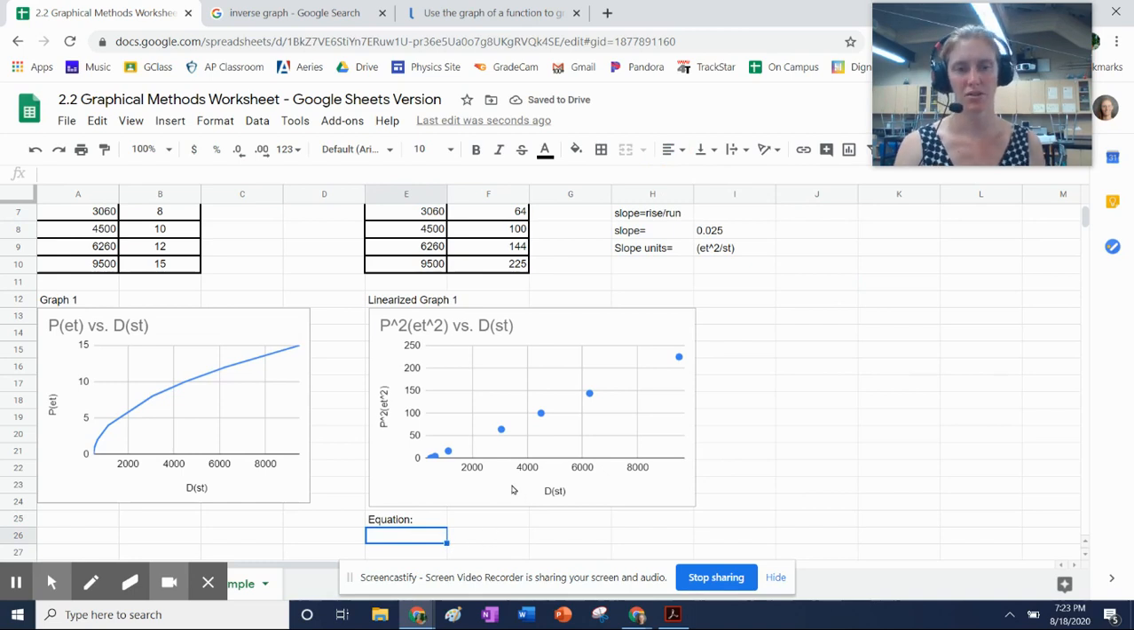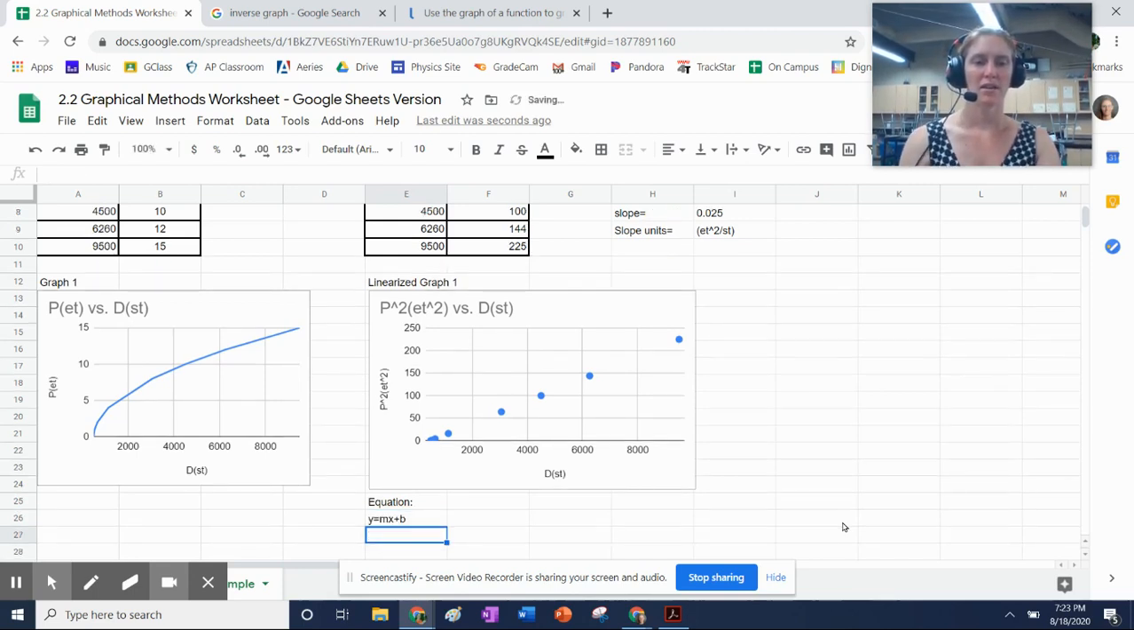So now I need to write my equation. How you write your equation is you first think of y equals mx plus b. Y is always on your vertical axis. Here my y-axis was p, now it's p squared. So for my y-axis, instead of y, I'm going to put p squared equals my slope, which in this case I just figured out was 0.025.